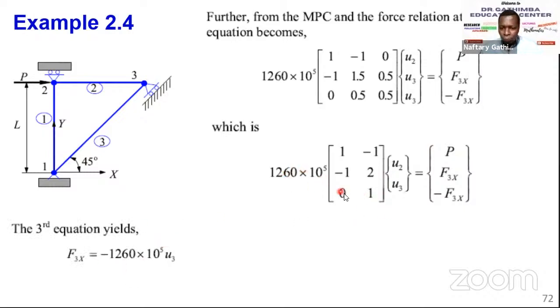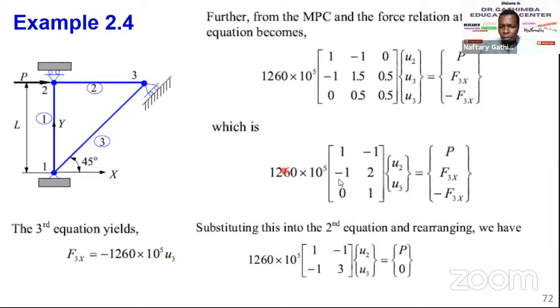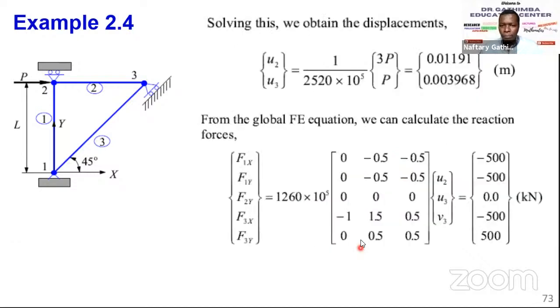If you use this third equation, the third row here, you are able to get F3x equals 12.6 times 10 raised to the power 5 U3. Substituting that into the second equation, so that you use U2, you get that expression. And solving, you are able to obtain the displacements U2 and U3, the nodal displacements that we required. And of course, we know U3 is the same as V3. So your equation is solved.